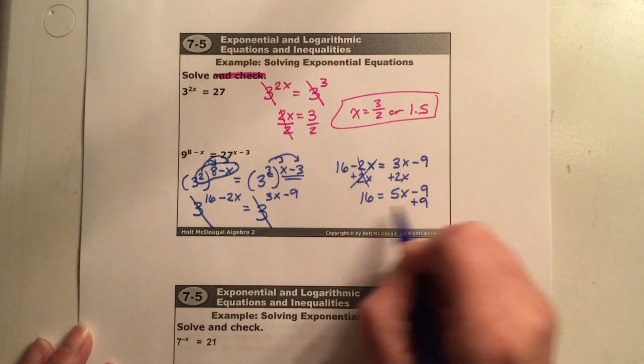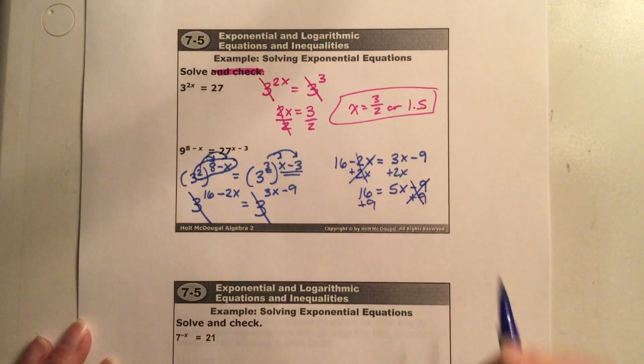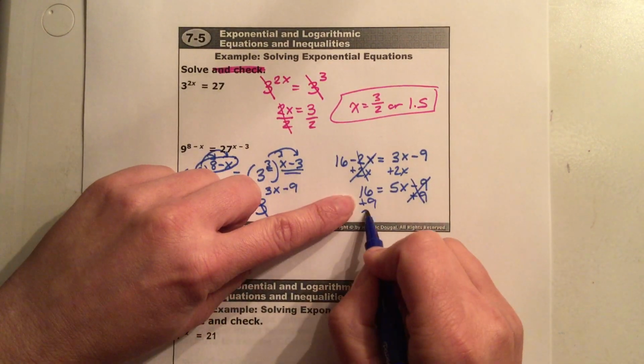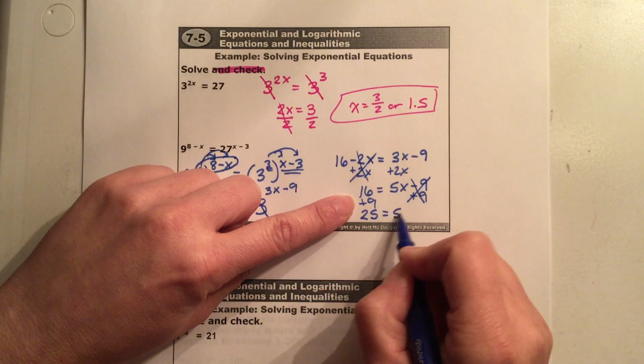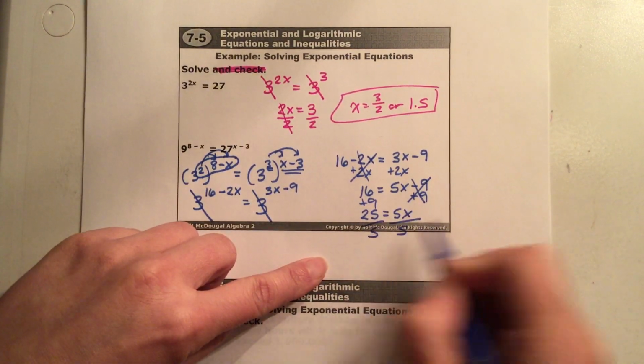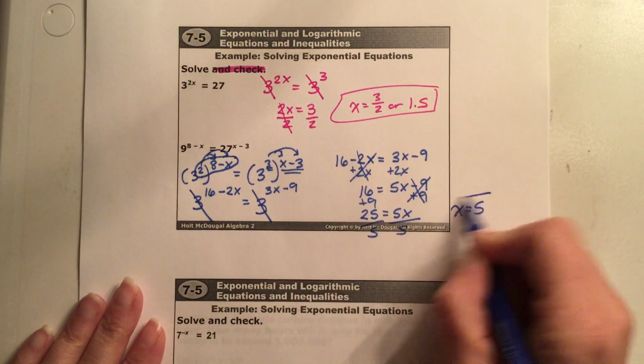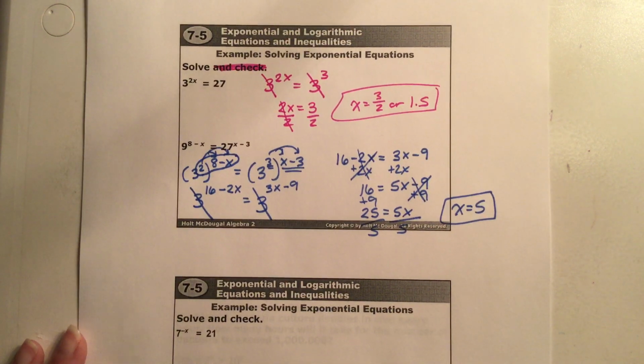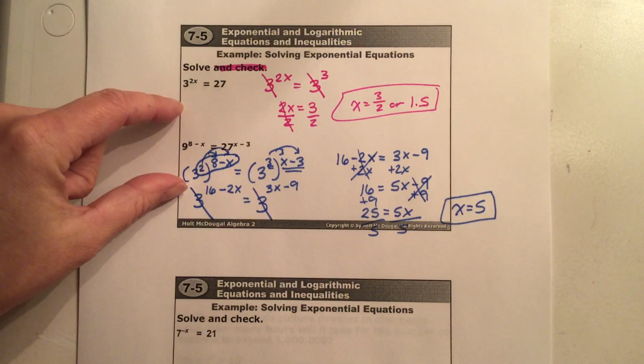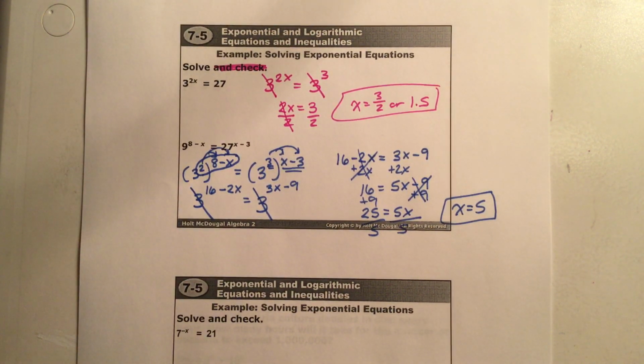Now if I add 9 over, we're just solving an equation. 16 plus 9 is 25 equals 5x. Now go ahead and divide by 5. 25 divided by 5 is 5, and you're done. So here are two examples of what they mean when they say try to get a common base.